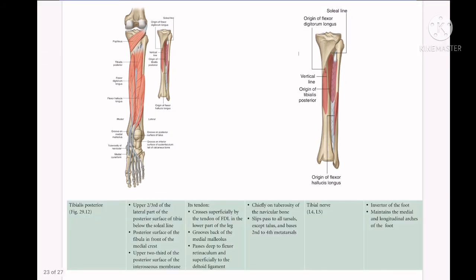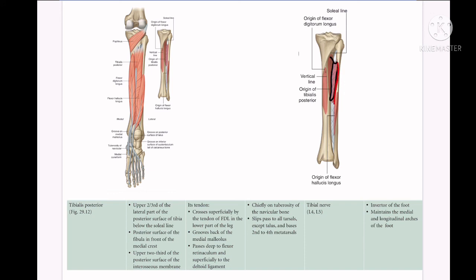Regarding the tibialis posterior, which is the deepest muscle of the back of the leg, it originates from the upper two-thirds of the posterior surface of the tibia, along with the posterior surface of the fibula in front of the medial crest. So the attachment of the tibialis posterior lies in front of the medial crest.